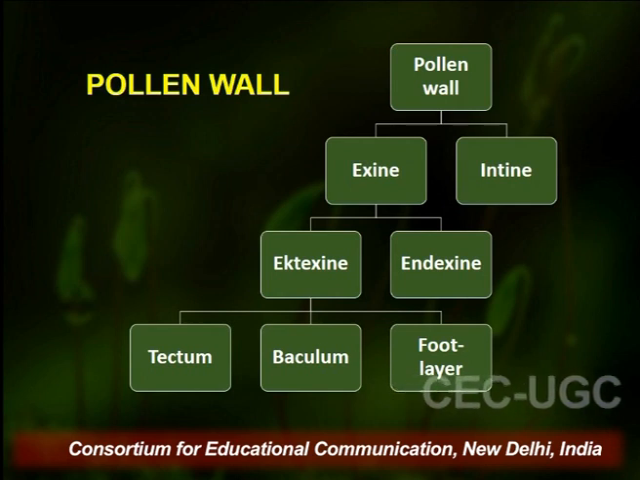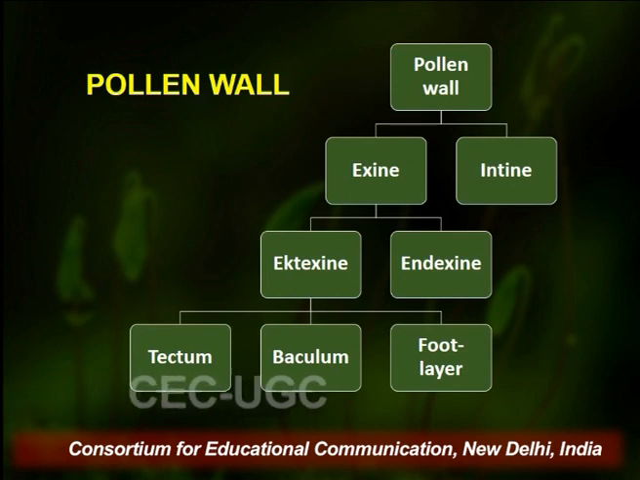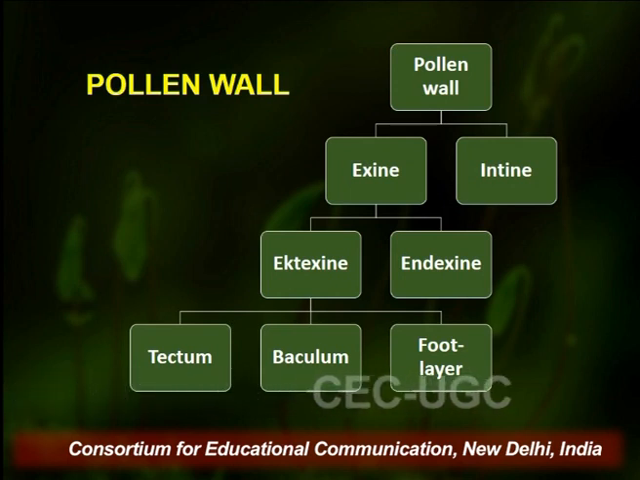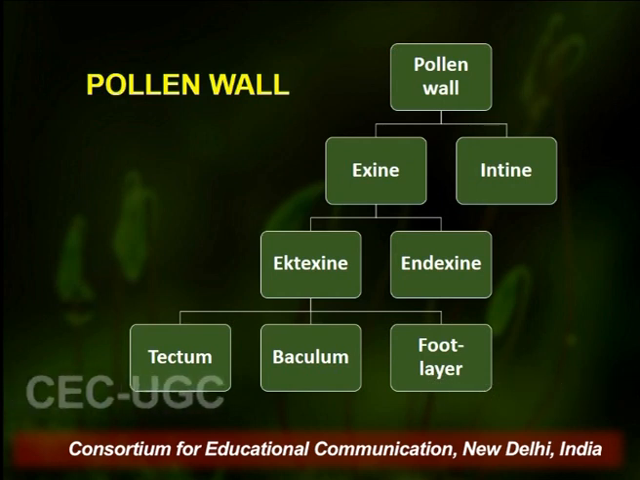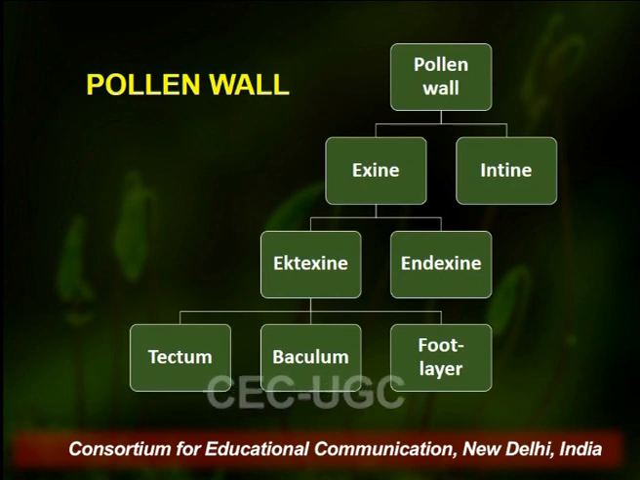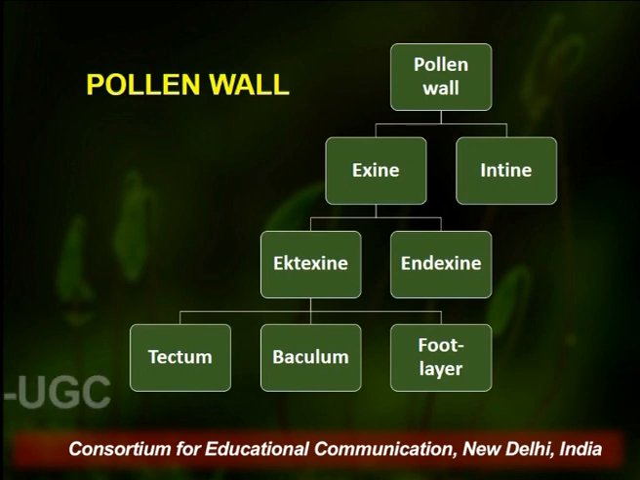It starts from the foot layer, then there is a baculum which consists of rod-like structures, columnar structures, and then there is the tectum. Tectum is basically formed when there are small beads or other structures present on the top of these columns, and they combine together to form another layer which is the tectum.